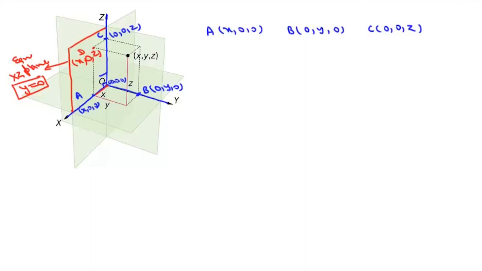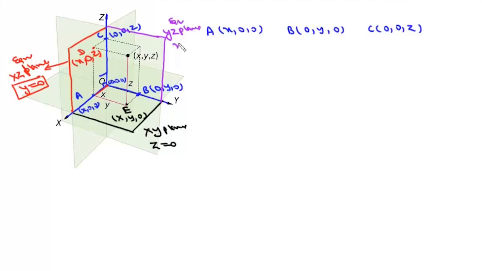Now in the same way, here we have this plane, and this is nothing but the xy plane, and equation of xy plane is z equals 0. So coordinate of this point, say E, will be x, y, 0. And finally we have this plane which is formed along y and z, and this plane is your yz plane, and equation of yz plane will be simply x equals 0. Now this point, say F, lies in yz plane, so its coordinate will be 0, y, z.